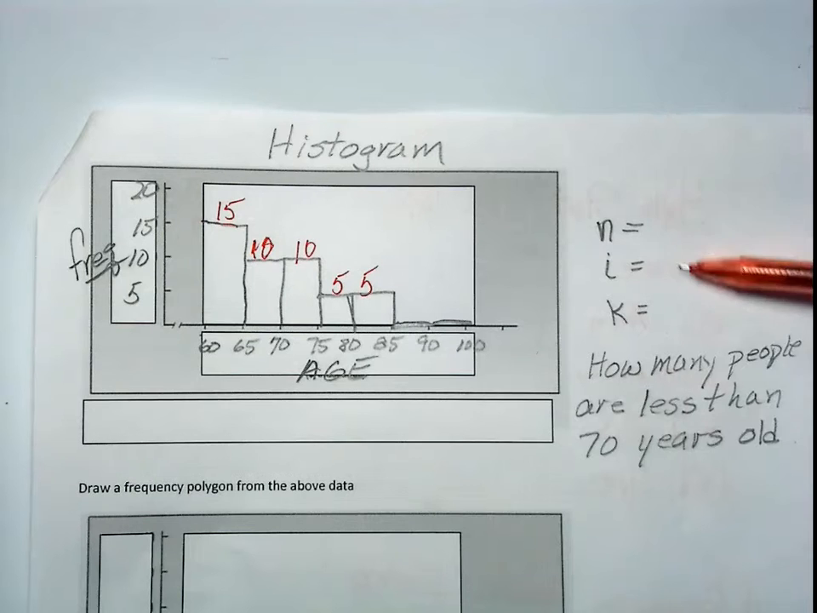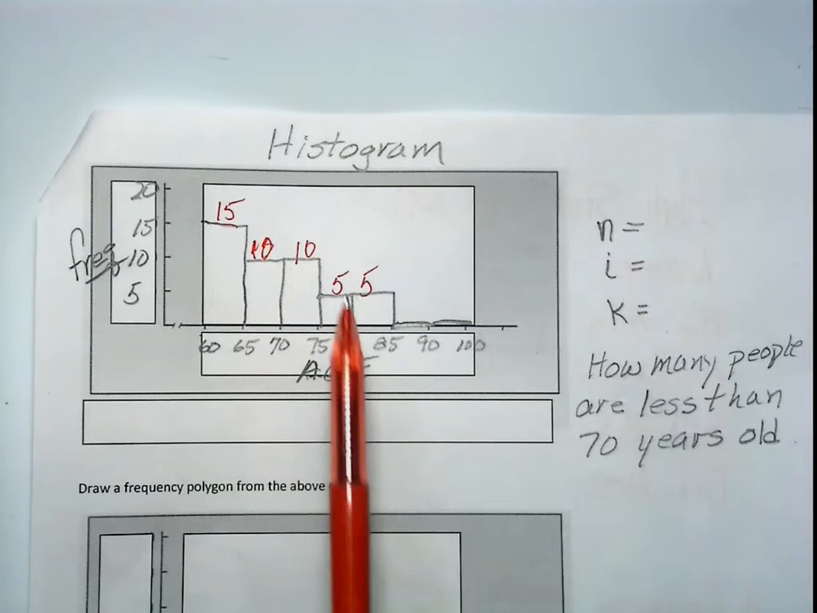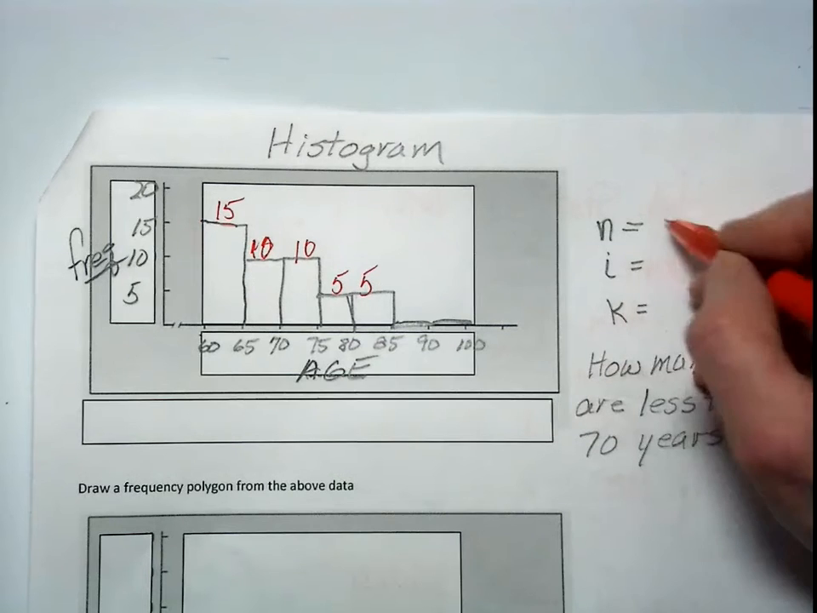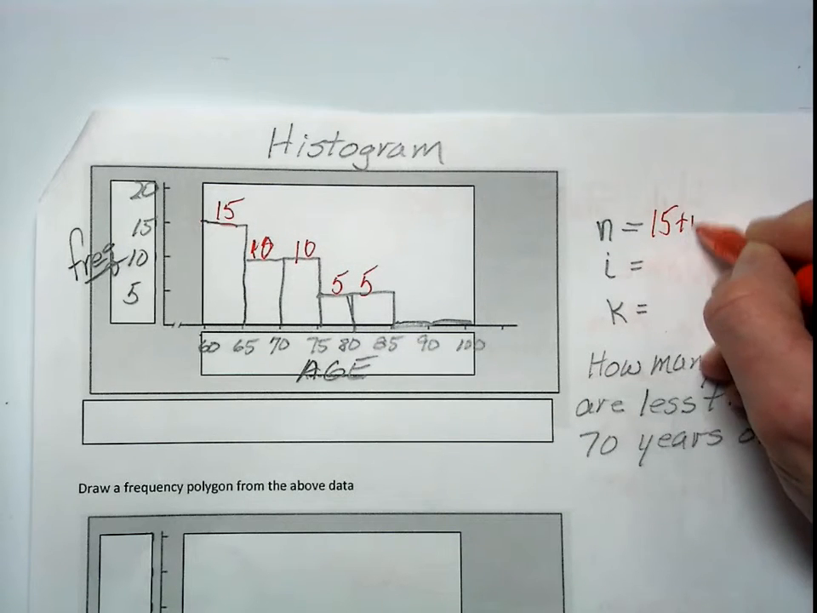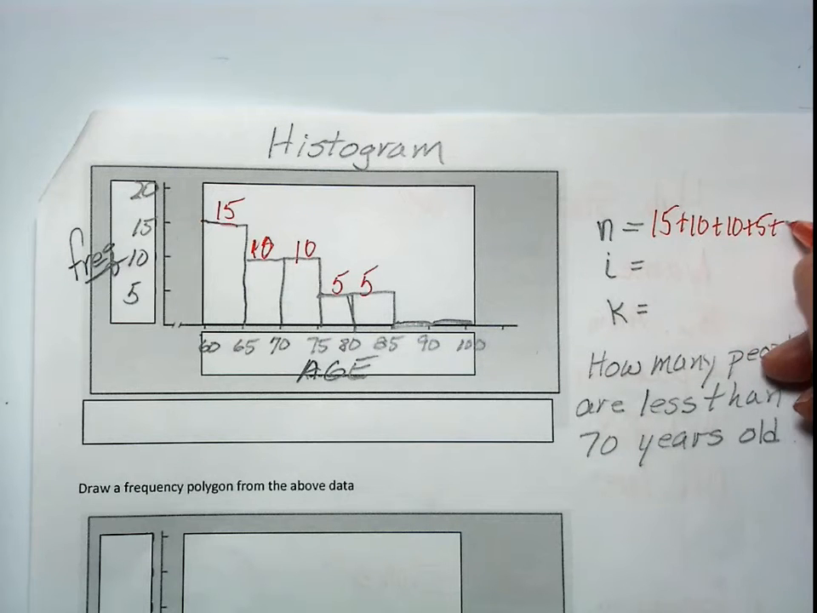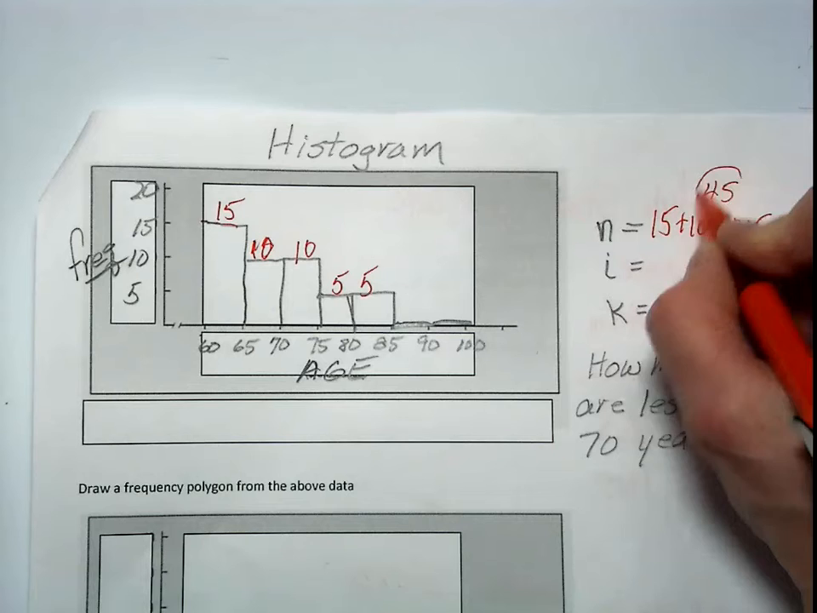So let's look at some of these three variables. N. As I mentioned before, N is the total sample size. From this histogram, you can calculate the total sample size. 15 plus 10 plus 10 plus 5 plus 5 is 45. So the total sample size is 45.